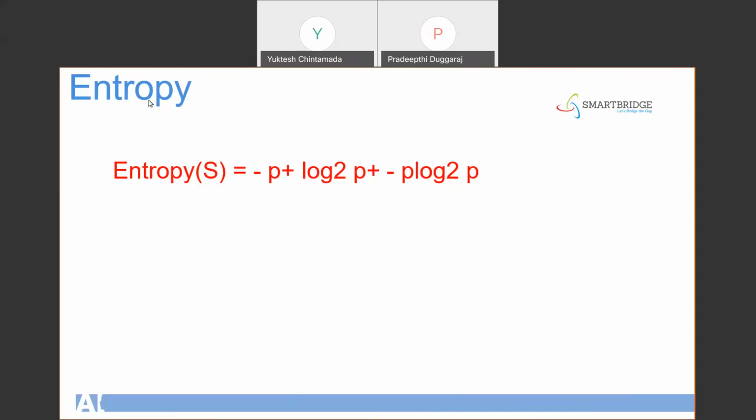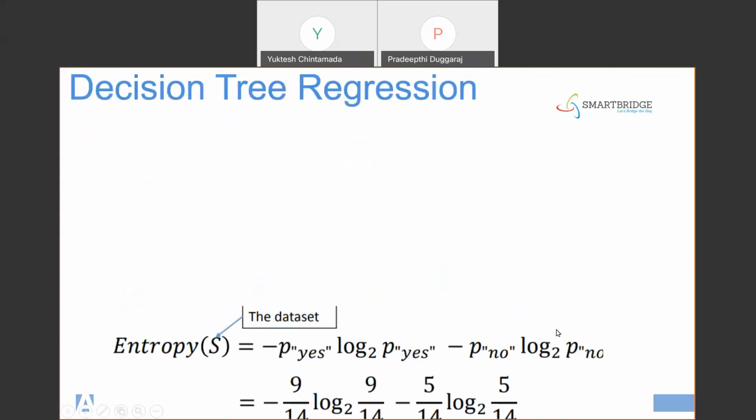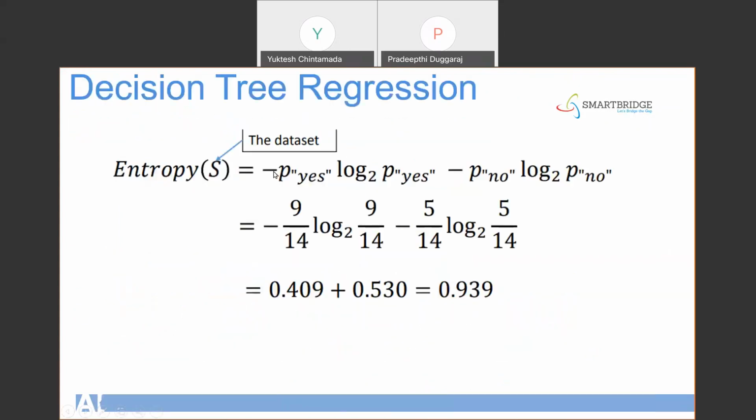The formula is: Entropy(S) = minus P plus log base 2 of P plus, minus P minus log base 2 of P minus. Now let's put this formula according to our data set. Here S is the sample of training examples. P plus is the proportion of positive examples in the whole data set. P minus is the proportion of negative examples in the total data set. According to our data set, it becomes minus P yes log 2 P yes, minus P no log 2 P no.